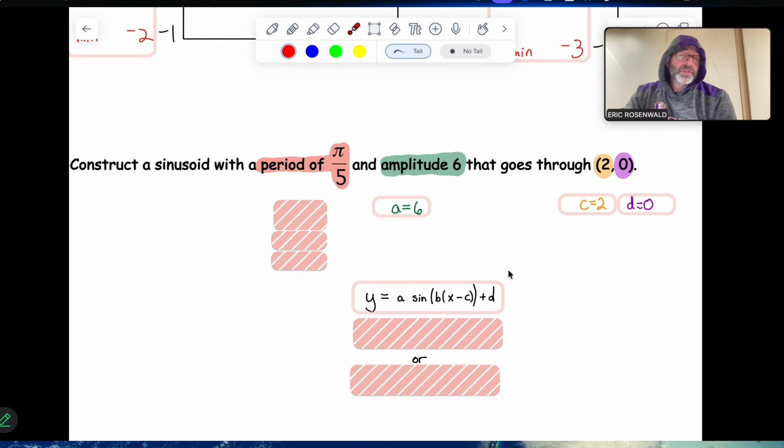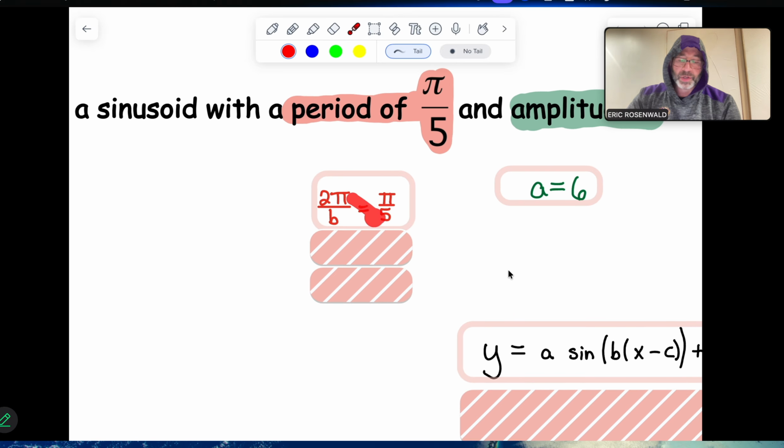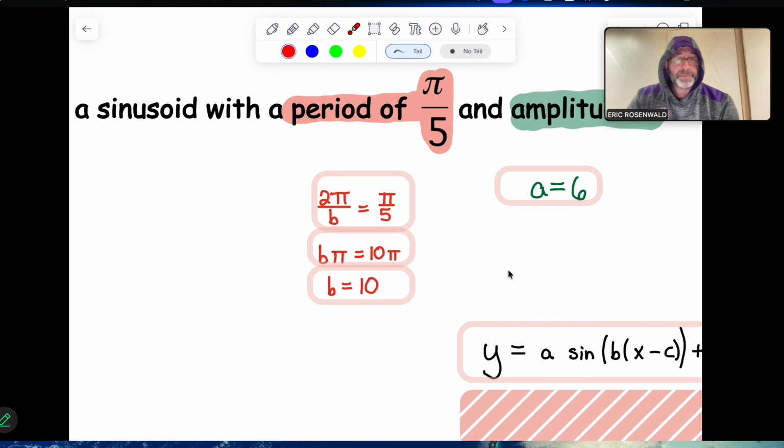Now the period is usually the hardest part, but it's really not too bad. All right, the period is pi over 5. What we should remember is that the period of any sine function is going to be 2 pi divided by whatever the b value is. Well, we're told that the period of this is pi over 5. So we're going to say that 2 pi over b is equal to pi over 5. If we cross multiply here, we're going to get 10 pi is equal to b pi. If I divide by pi, we get that our b value is equal to 10.